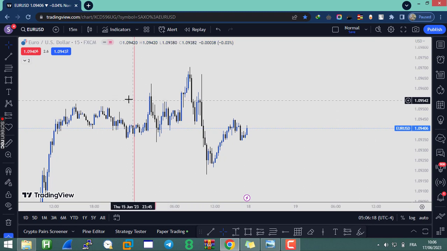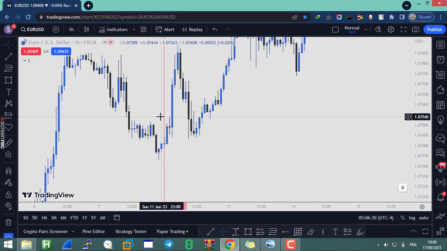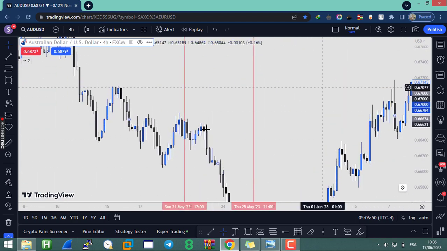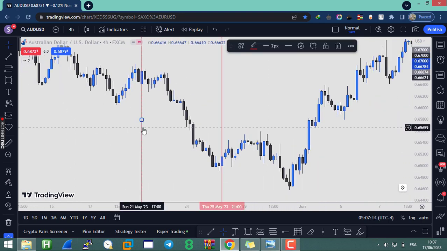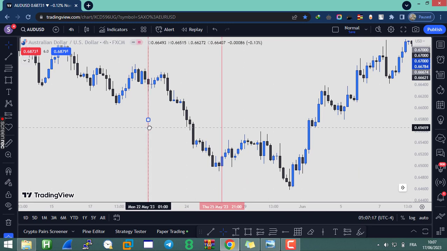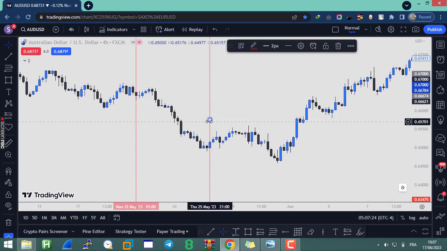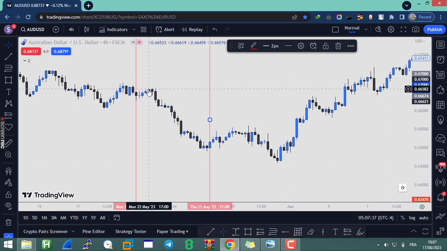Now let's go to another example right here. I believe I have another example. So we have a bearish example right here. Again, you want to put a vertical line on the beginning of the week, on Monday. The next thing is put a vertical line on midnight from Friday. All right, you can see the first condition of our trading plan is met. Identify a pair that has been trending. You can see that this pair was trending all week, all the way to Thursday.